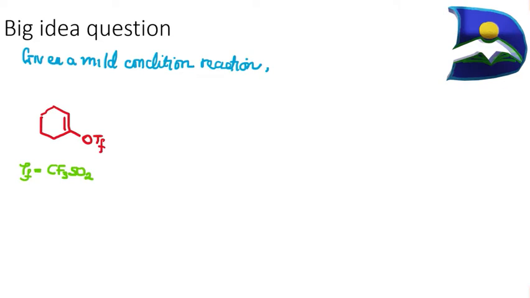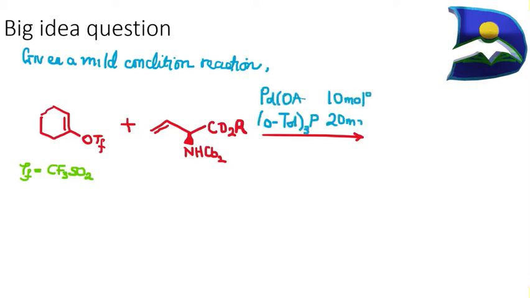This is going to be combined with this particular reactant here, which has a double bond, an alkene, and also a carboxylic group and an amine group around there, and this is under the influence of various reagents where we have 10 mole percent of palladium, and this is combined with a phosphine, and this phosphine is combined as well with a base and solvent.